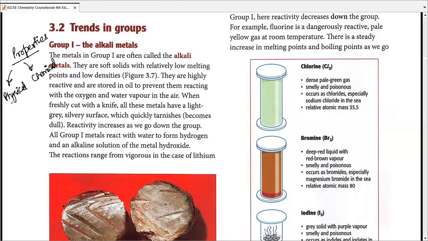Now, physical properties are all related to the appearance or the physicals of that specific element. How does it look, whether it's hard or soft, what kind of melting or boiling points it has, what kind of density it has, any color, any odor, any shine. These are the physical properties. Malleability, ductility, electrical conductivity, thermal conductivity, these are all physical properties.